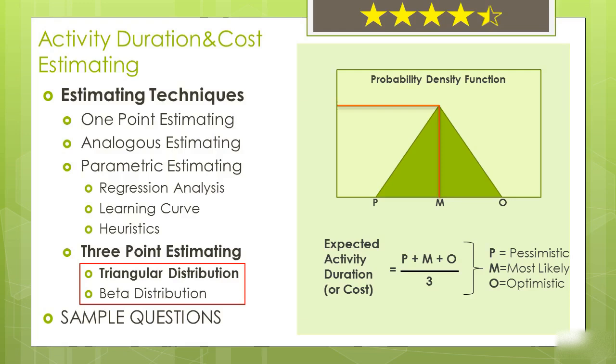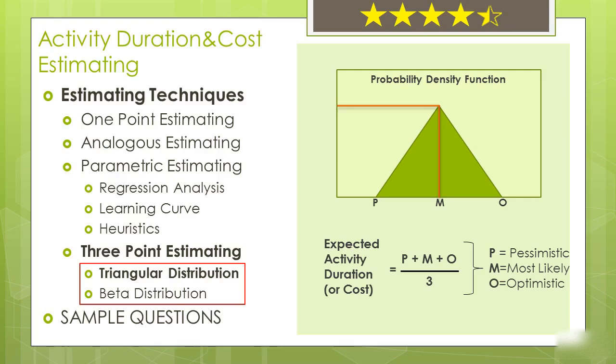This is probability density function chart. You don't need to know what probability density function is. Just know that the probabilities of all of the estimations occurs in a manner so that its shape looks like a triangle. This is why it is called triangular distribution.